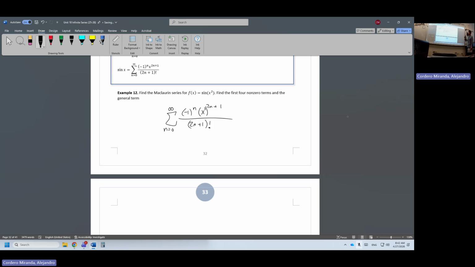Next question. Find the first 4 non-zero terms and the general term. This would be the general term with the n's in it. The first 4 terms would be plugging in 0, 1, 2, and 3. Okay, let's do it. Plug in 0, I get 1 times x squared to the 1 over 1 factorial, so it'd be just x squared. Plug in 1, I get minus x squared cubed, which would be x to the 6 over 3 factorial.